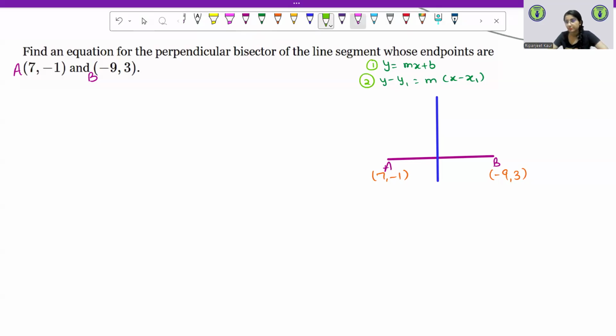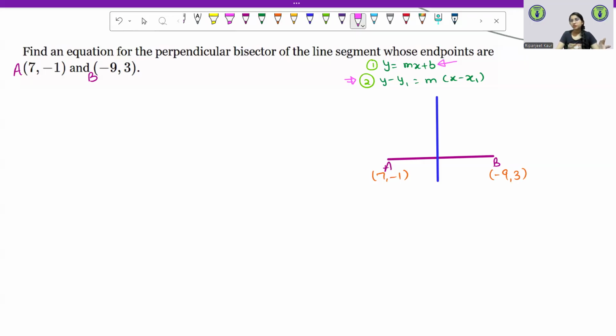The first one is y = mx + b, slope-intercept form. For that, number one, we want to find the slope. Number two, we want to find the intercept as well. And a point is also necessary. I would say if we went with this, we'll just need a point and the slope. Here we have to find the point, slope, and the intercept as well.